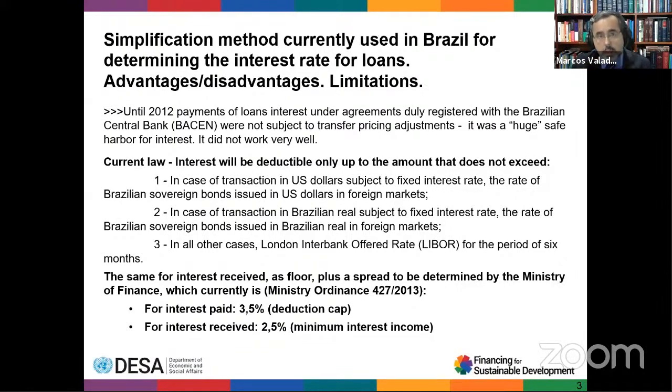So we have these basic interest rates, but depending on the operation, if it's a lender or a borrower, we're going to have a cap for the deduction. So you use this basic rate plus 3.5%, which is the limit for the deduction. If the Brazilian company is receiving the interest, you have the minimum interest income, which is the rate on the Brazilian bonds or LIBOR, depending on the situation, plus 2.5. So it's very simple in terms of regulation, in terms of auditing and applying it to the cases, because you don't have to look for comparables. That's what we're talking about in the next slide. Please, next slide.